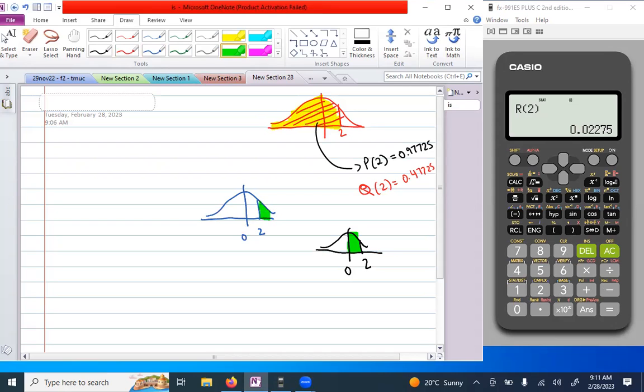Okay. So there are three things, P, Q, and R. P gives you the entire area to the left-hand side of the value that you input into the calculator. Q gives you the area between Z equals 0 and the input that you put in the calculator. And R gives you the area to the right side of the value that you have put into the calculator.